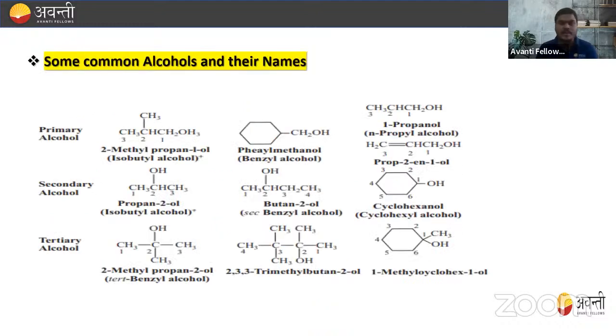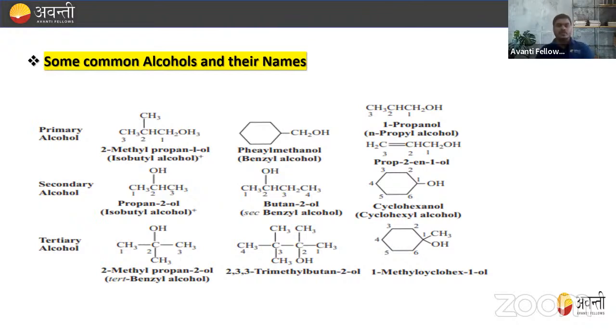So there are some common alcohols and their names. If I'm talking about an alcohol, we have two names: one is called the IUPAC name and the other is called the common name. Basically what you need to remember is the IUPAC name only, but there are some important common names you also need to remember, because many times questions come directly by the common name. If you know the common name, you can easily solve the question. So I'm going to share some important common names of compounds so that you can remember and utilize them.